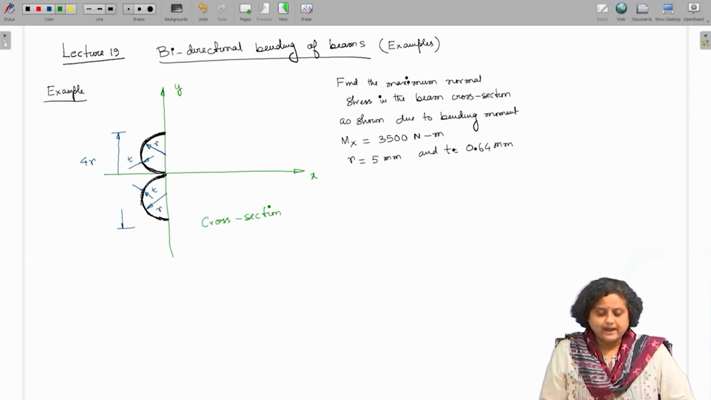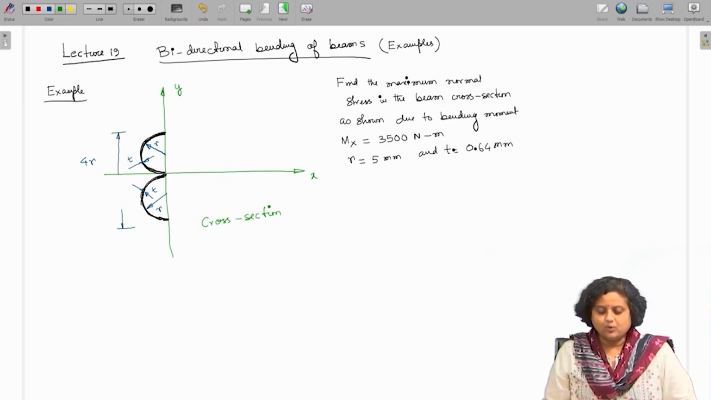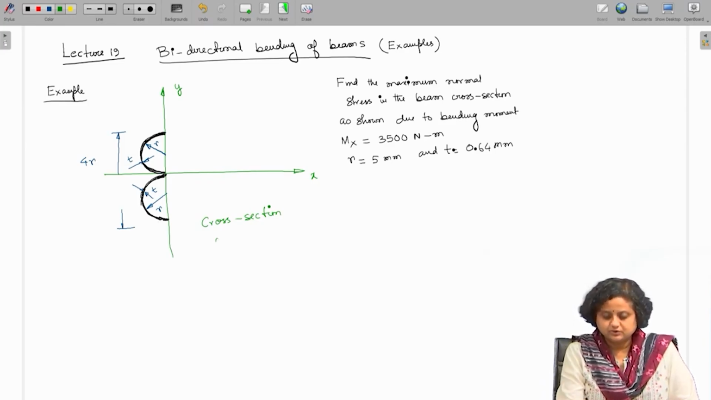Now, we have solved similar problems in the last lectures. So, this has to be solved on similar lines. But before we solve it, we have to identify certain aspects of the problem and solve it accordingly to minimize the calculation that we will be doing. So, this is the cross section of the beam.